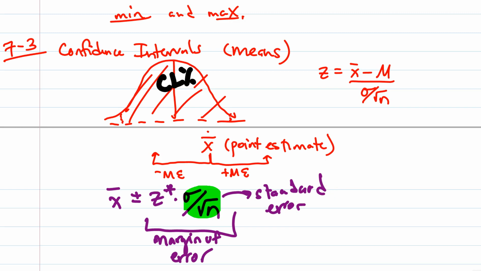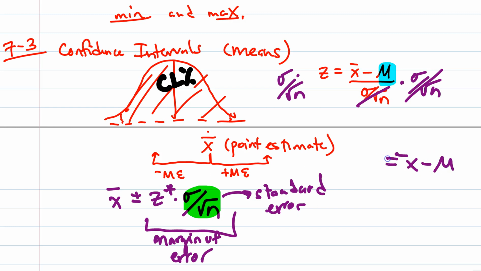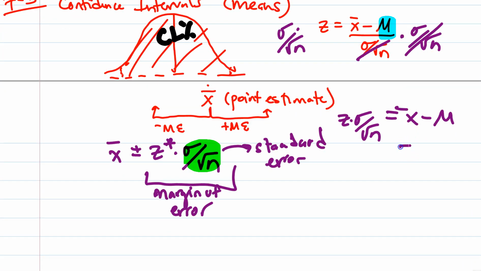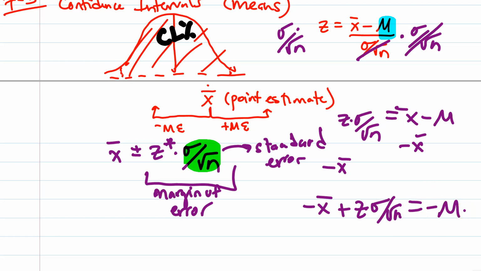But rather than just give you this formula, we could actually take a formula that we had before for z. And what if I took that formula and I just solved it for mu? What if I wanted to get that mu by itself? Well, I could multiply that scary denominator out. Goodbye, goodbye. I'm left with x bar minus mu is equal to z times sigma over square root of n. I want to solve for mu, so I would subtract the mean away. What I end up with is the negative mean plus z times sigma over square root of n is equal to negative mu. Solving for mu, divide by the negative. I get mu is equal to x bar minus z times sigma over square root of n.